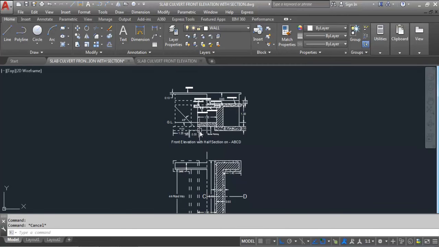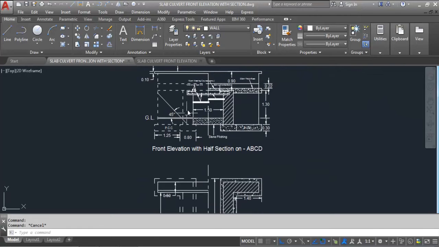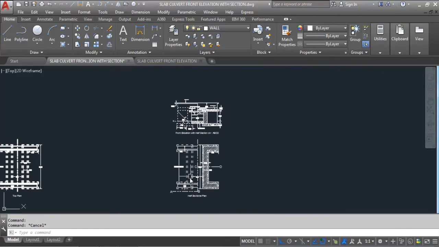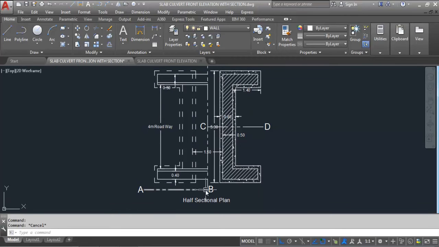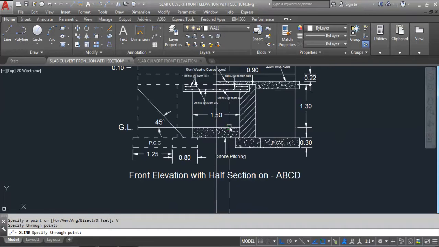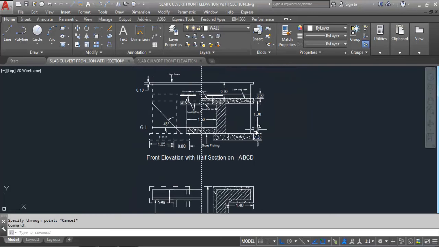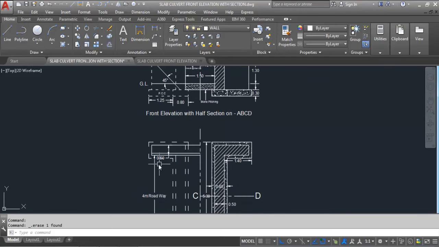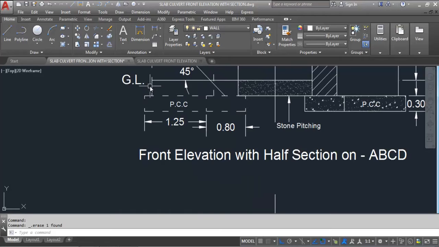So here, this is AB. Here we can see the front elevation. I'll show you the vertical line. From this side, this is the front elevation. This side is front elevation, and on the other side is section.